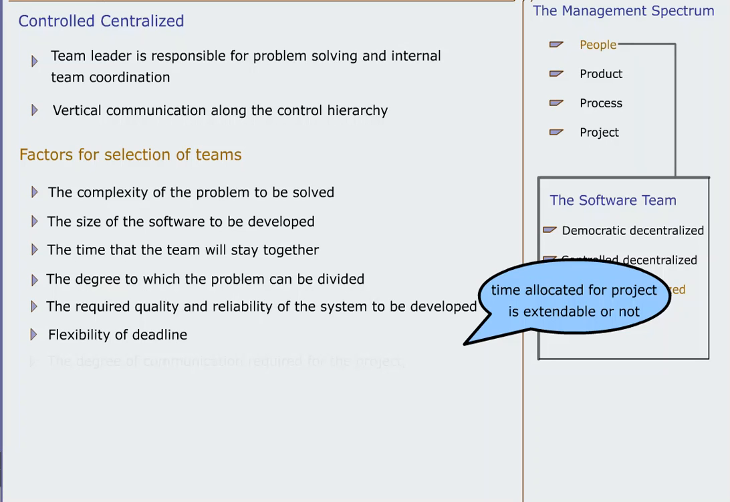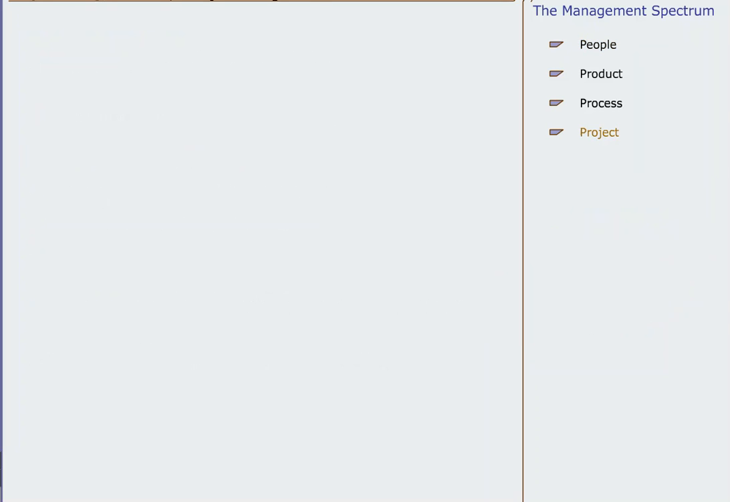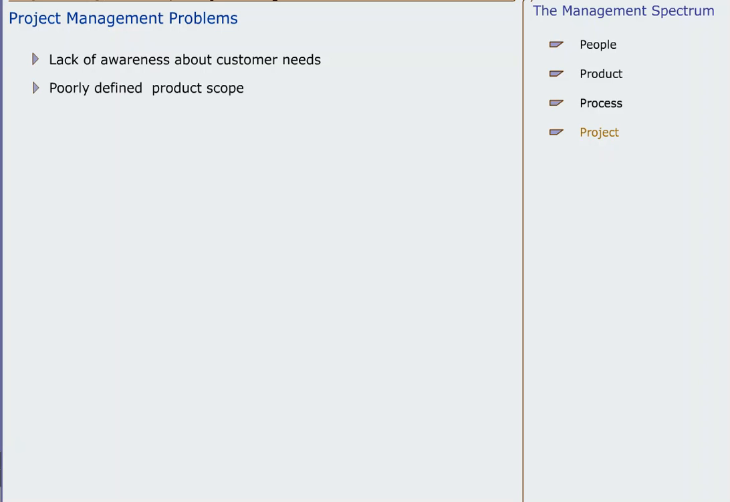Now we discuss factors that lead to a worse situation. For a successful software project, the manager must understand the problem and its possible solutions. A few of the most common problems are: Number 1. Software people do not understand their customers' needs. Number 2. The product scope is poorly defined. Number 3. Changes are managed poorly.